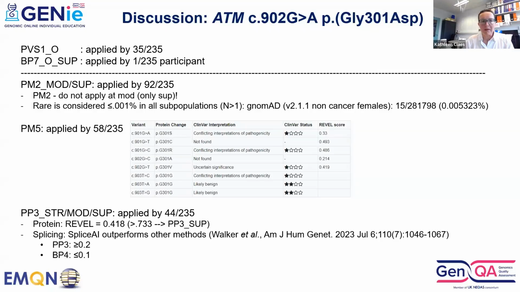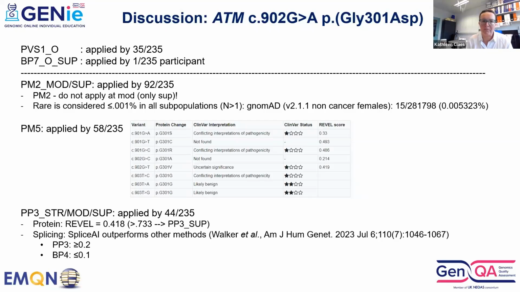Many people also applied PM5, and PM5 is about a missense change at an amino acid residue where a different missense change has been determined to be pathogenic. When I checked using the ClinVar UK database which variants have been reported at that amino acid, you can see the list here. None of them were considered pathogenic. And on top of that, the guidelines for ATM state that you should not use this argument.